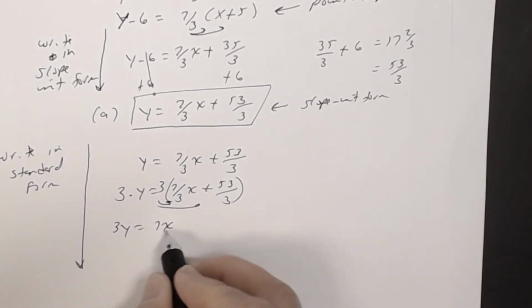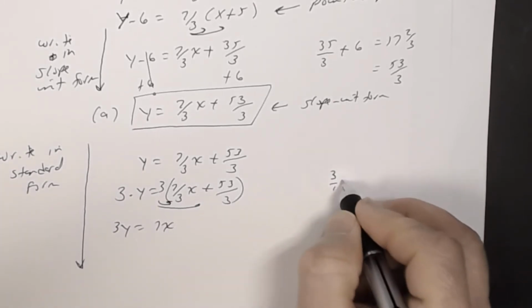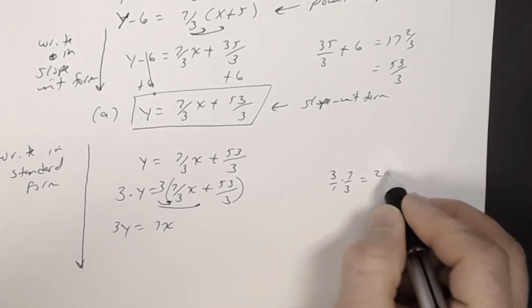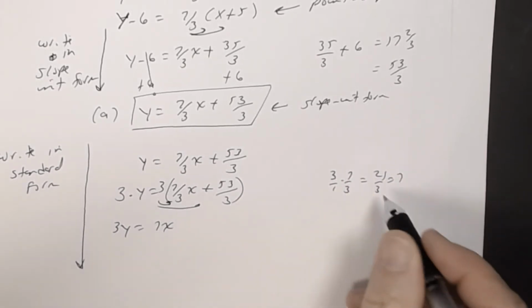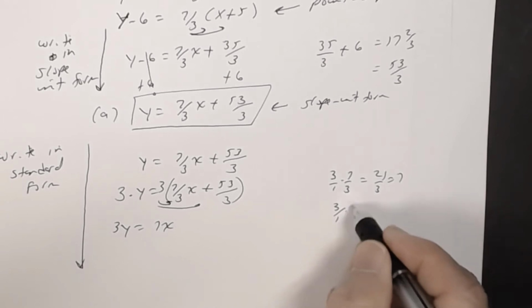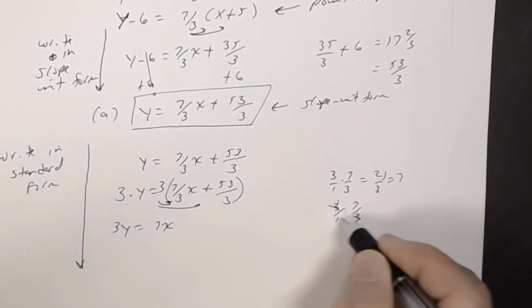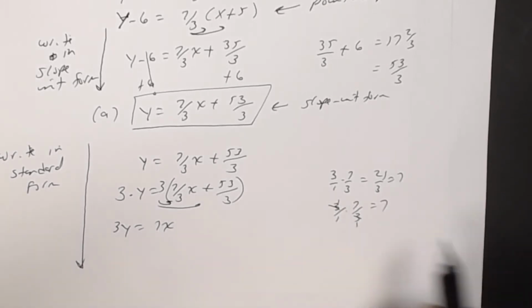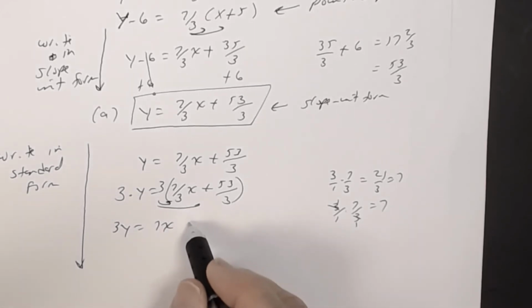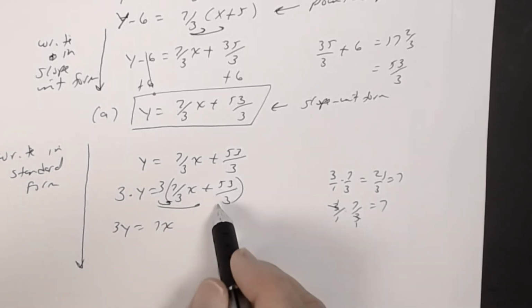7x. So remember, 3 over 1 times 7 thirds. So that's 21 over 3, which is 7. You could also reduce. 3 over 1 times 7 thirds reduced. 1 times 7 is 7, right? Okay. So 7x, and then the same thing here. 3 times 53 thirds is 53.